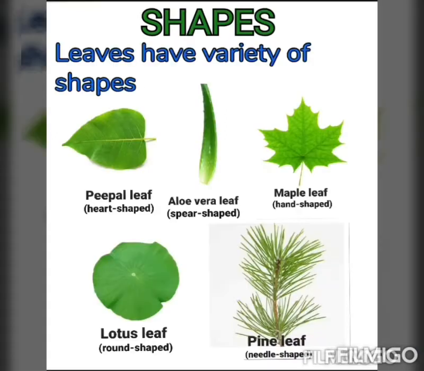Shapes. Leaves have variety of shapes. For example, peepal leaf is heart shape. Aloe vera leaf is spear shape. Maple leaf is like hand shape. Lotus leaf is round shape and pine leaf is needle shape.